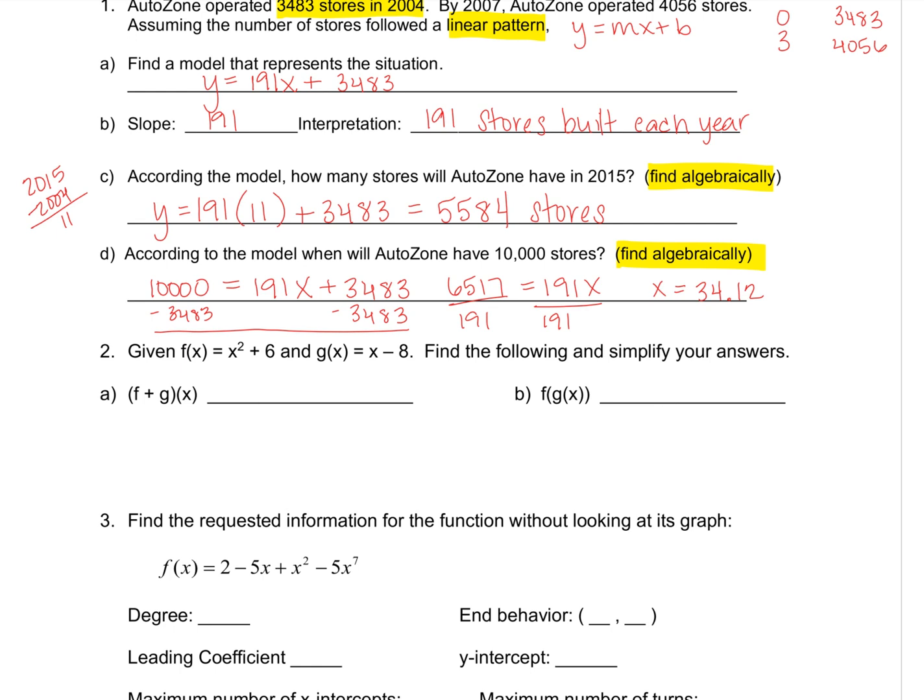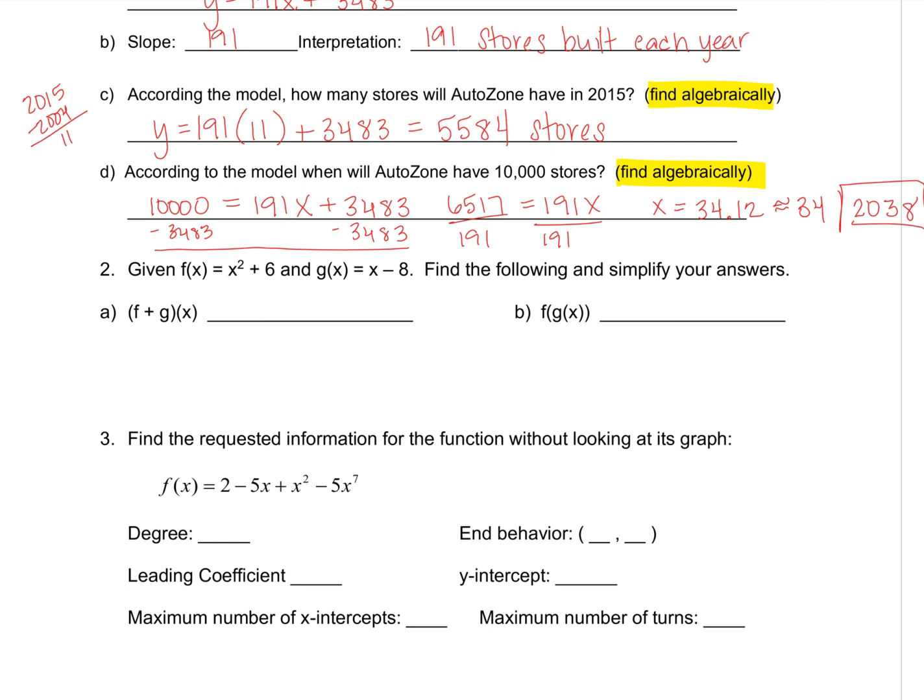We're going to use 34, and we're going to get an answer of the year 2038. We should have 10,000 stores. So remember, you're going to get that 34, but it said, when will AutoZone have 10,000 stores? Well, I need the actual year, so I'm going to take it and plug it back in.